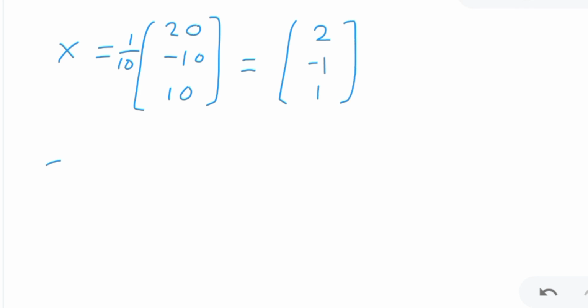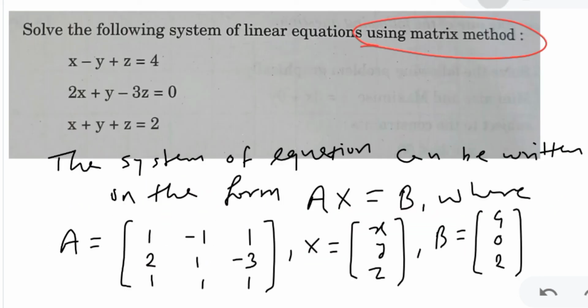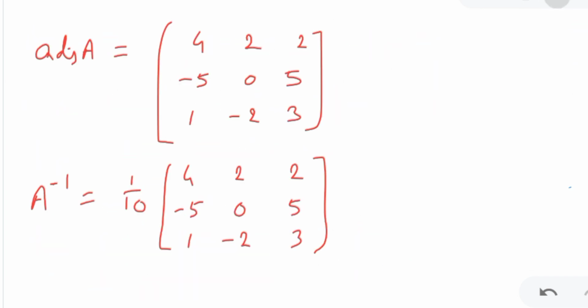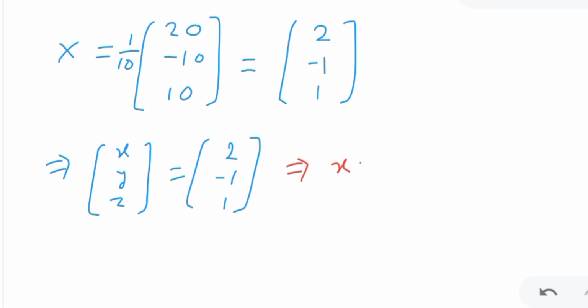Correct? So left side is x. X is nothing but x, y, z. And right side is 2, minus 1, 1. The two matrices are equal, so corresponding elements will be equal. So x is equal to 2, y is equal to minus 1, and z is equal to 1. This will be our answer. So I hope you understood.